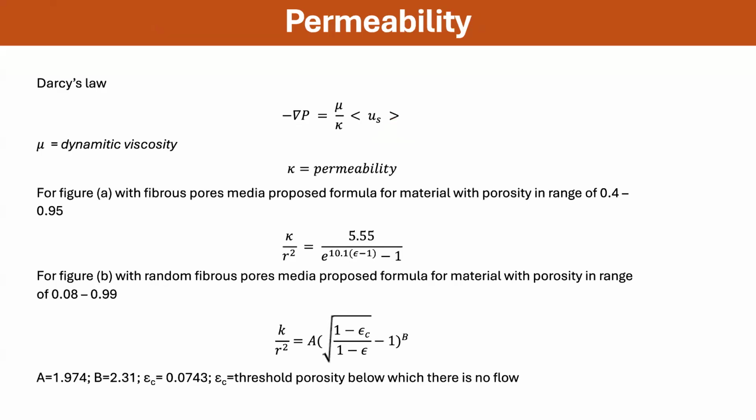Now we are going to discuss one of the macroscopic properties that we discussed for pore scale modeling in the class as well, that is permeability. For permeability in this topic, we are going to take three different scenarios. One, we start with fibrous porous media. For fibrous porous media, the permeability is represented by the equation K by R square equal to 5.5 divided by this first equation. For that, the porosity is in the range of 0.4 to 0.95.